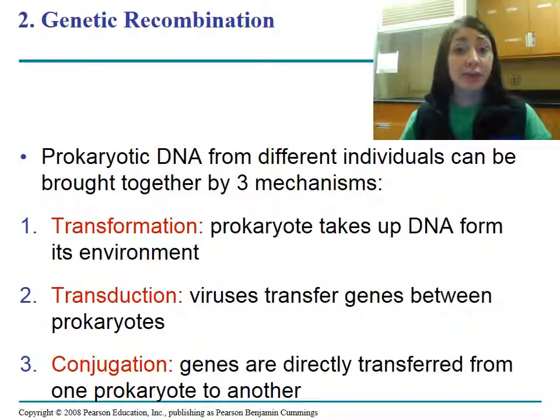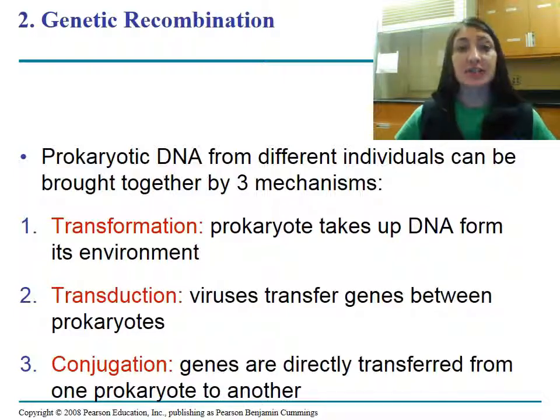There are 3 different ways that prokaryotes can become genetic recombinants, so different from their parents and different from each other. And the first is transformation. So this is where a prokaryote takes up DNA from its environment. Second is transduction. A virus is transferring genes from one prokaryote to another. And the final one is conjugation. This is where genes are directly transferred from one prokaryote to another.